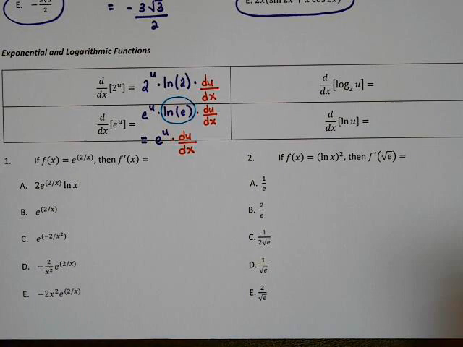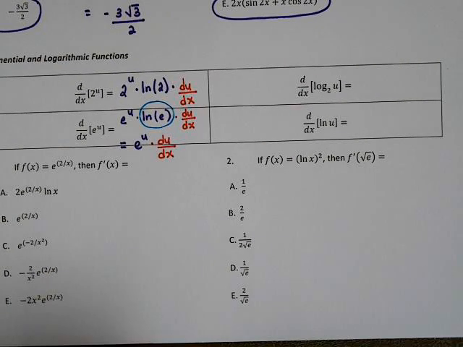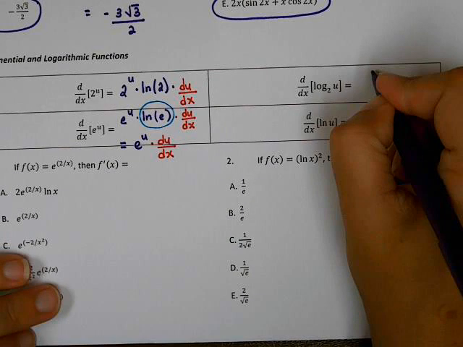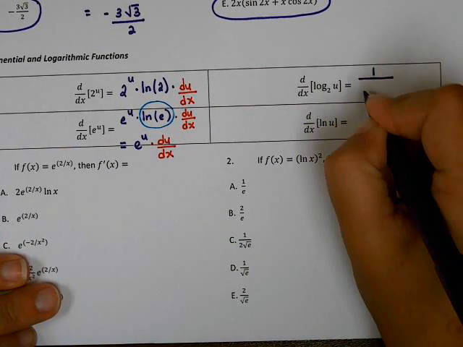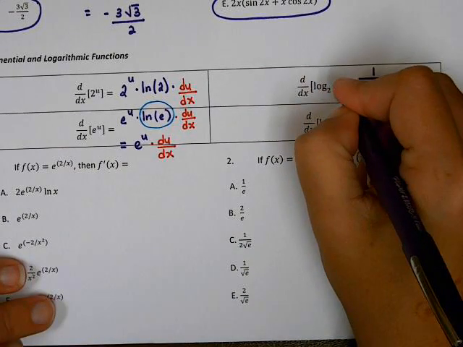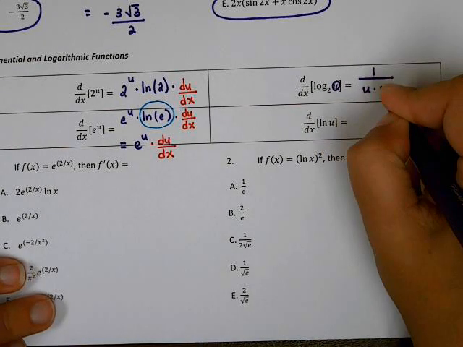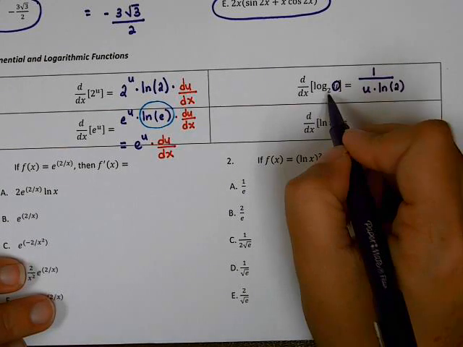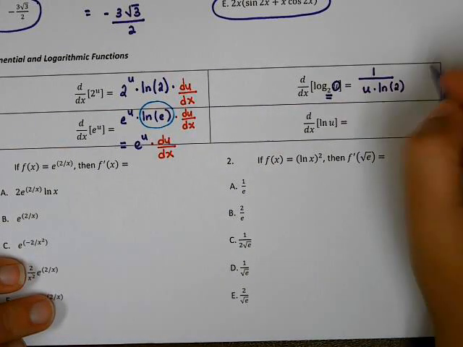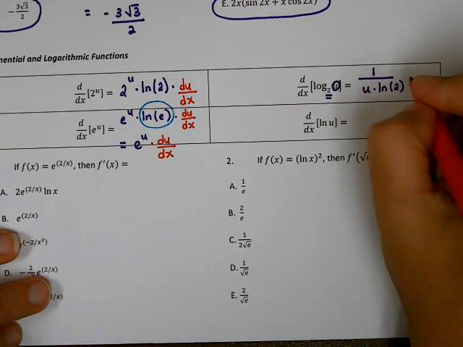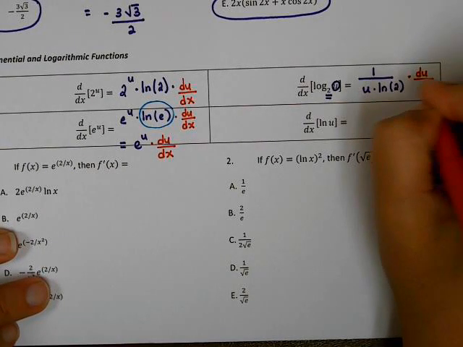Now with a logarithm, it's very similar. The derivative of a logarithm is 1 over whatever was inside. So just like there was a u here, it'd be 1 over whatever was inside times the natural log of the base, which in this case was 2. Then we need to do the chain, so times du over dx.